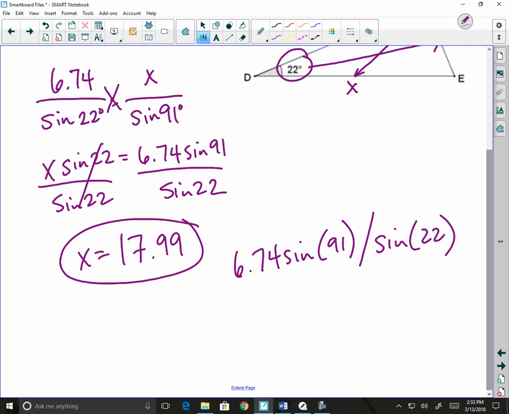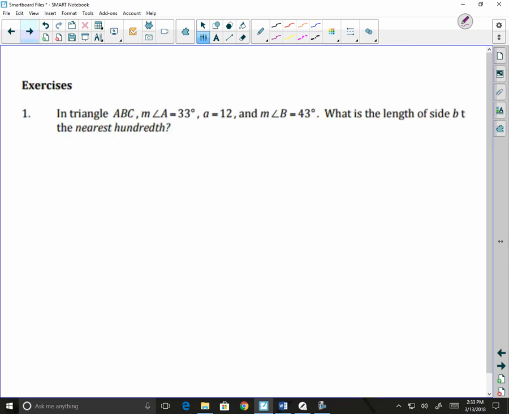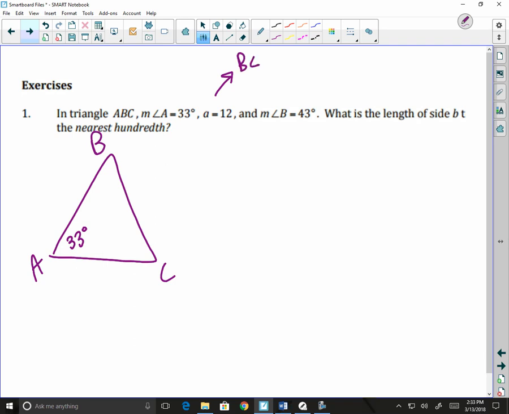Let's try another one. Sometimes these questions don't give you a triangle. So in this question, we want to draw a triangle, A, B, C. A is 33 degrees. This is side A. Side A is opposite angle A, so this is really side BC. That becomes a matching pair, so I'm going to have 12 over the sine of 33.